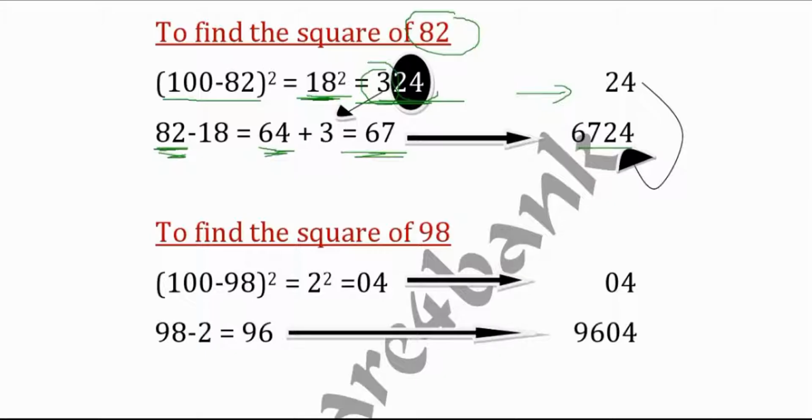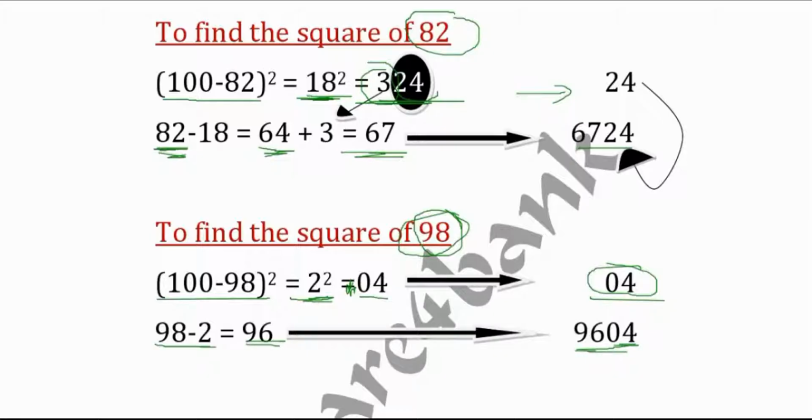Okay, 6724. If we want to find the square of 98, the base number is 98. Now 100 minus 98 is 2. If we find 2 squared, it is 04. Nothing is beyond here, right? So put 04 here. So 98 minus this 2, 96. And as there is no number beyond these two digits, we have nothing to add, so just put it simultaneously. 9604. Okay, 96 and this 04.